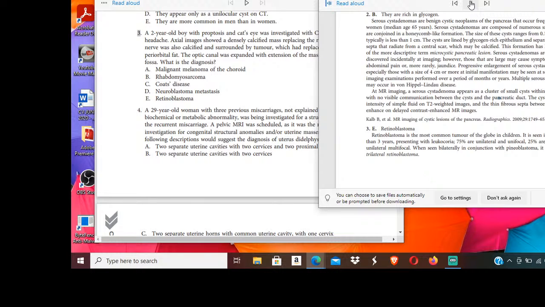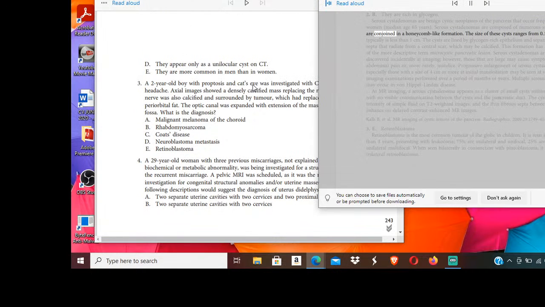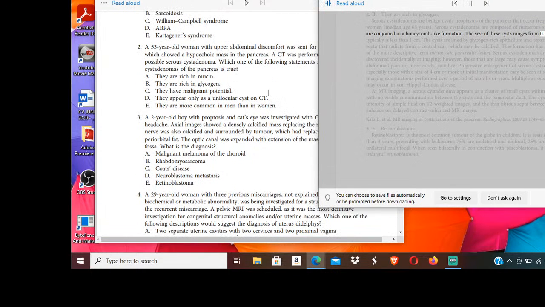3. Cystadenomas are composed of numerous small cysts that are conjoined in a honeycomb-like formation. The size of these cysts ranges from 0.1 to 2.0 centimeters, but typically is less than 1 centimeter. The cysts are lined by glycogen-rich epithelium and separated by fibrous septa that radiate from a central scar, which may be calcified. This formation has led to the use of the more descriptive term microcystic pancreatic lesion. Serous cystadenomas are usually discovered incidentally at imaging.